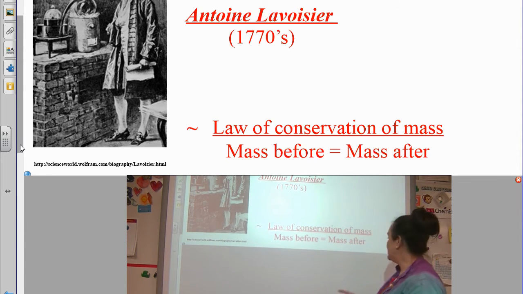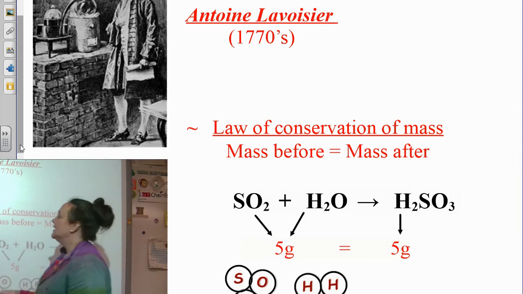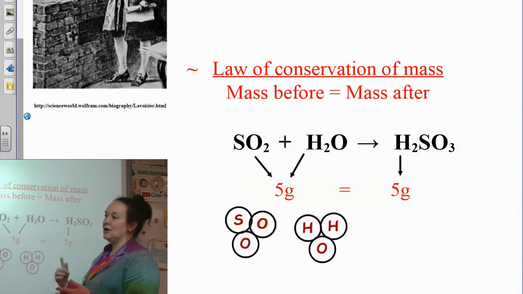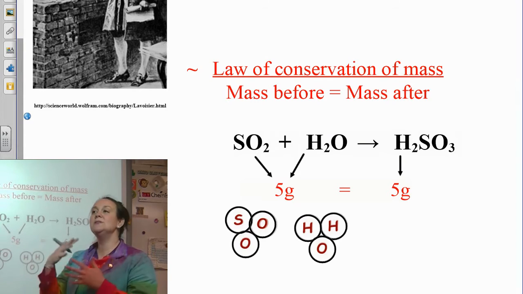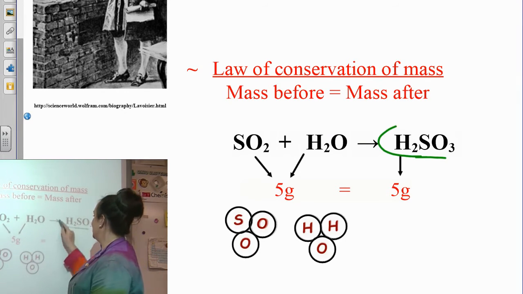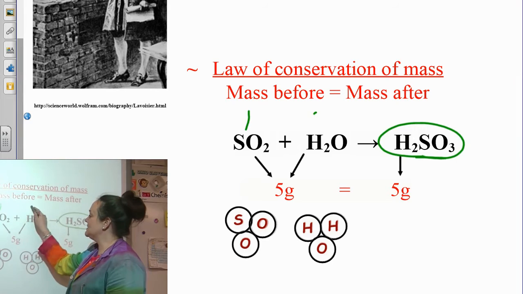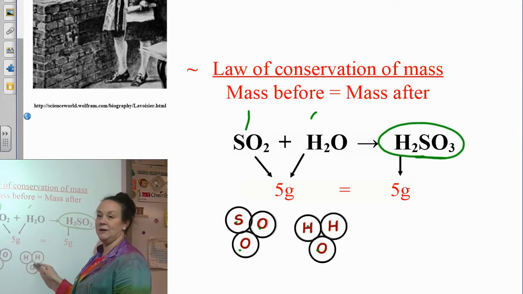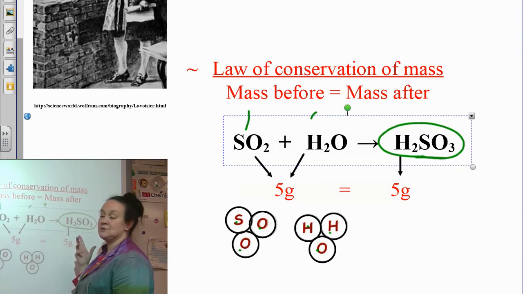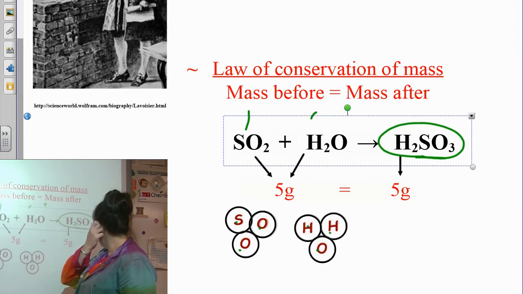Well, what he started thinking about was the idea that, okay, if we just had earth, fire, wind, and water, it wouldn't necessarily break apart easily and come back together. What he was thinking is that if your beginning materials are kind of like puzzle pieces, okay? And so we have sulfur dioxide and water can make H2SO4, or sulfuric acid.